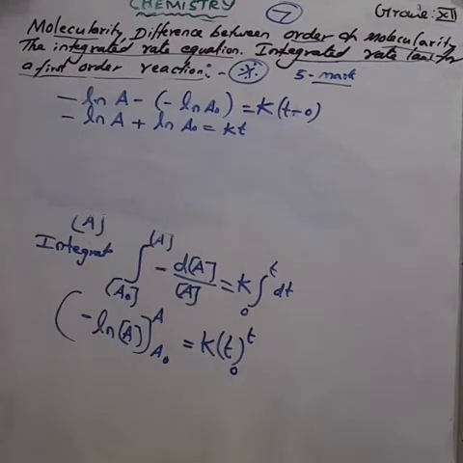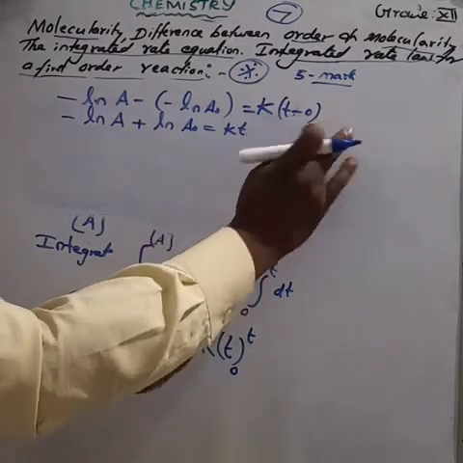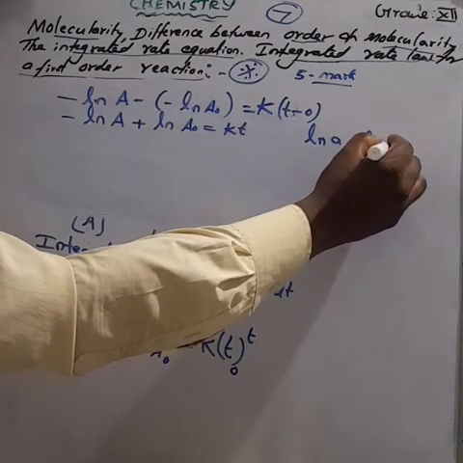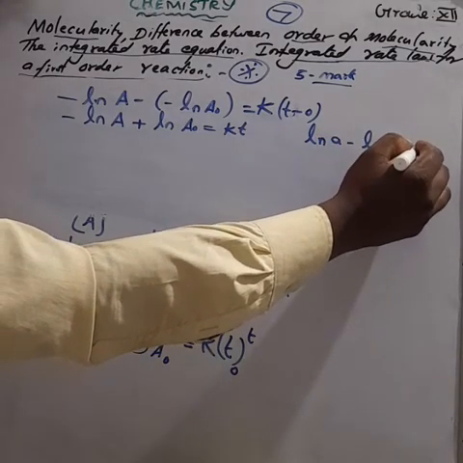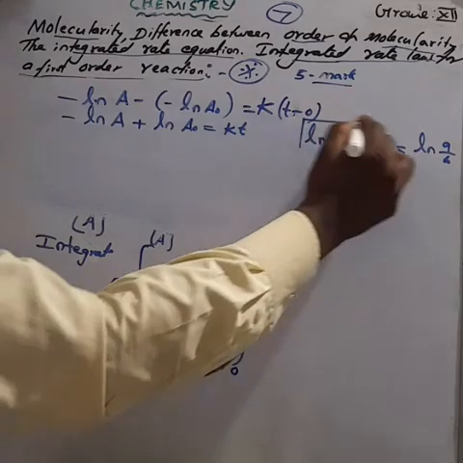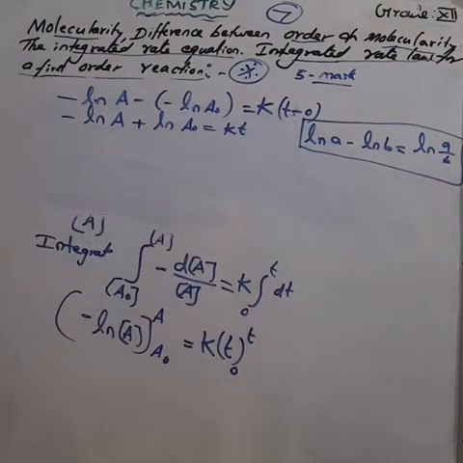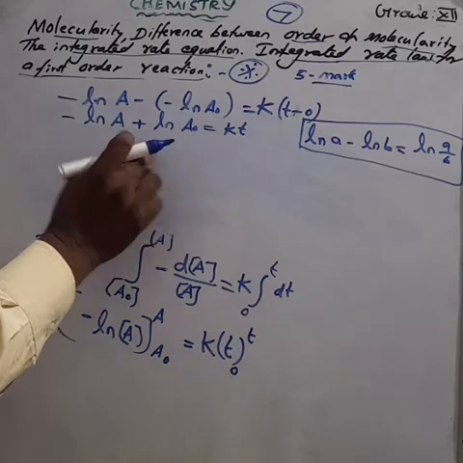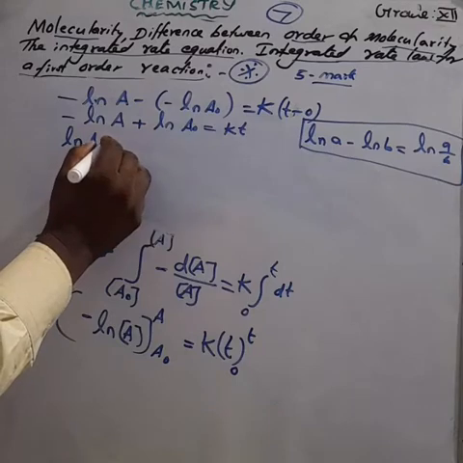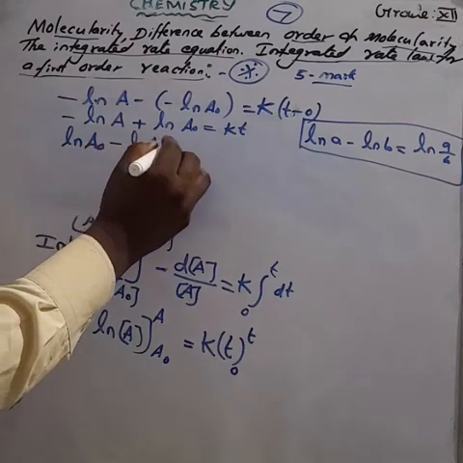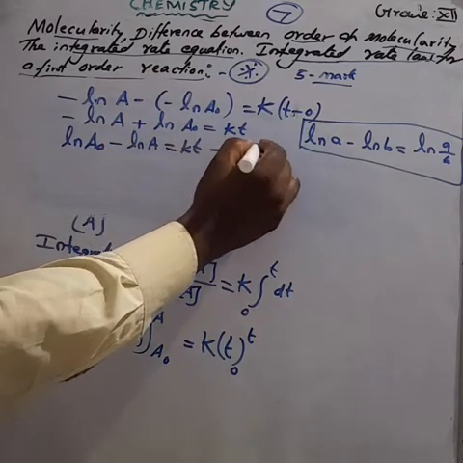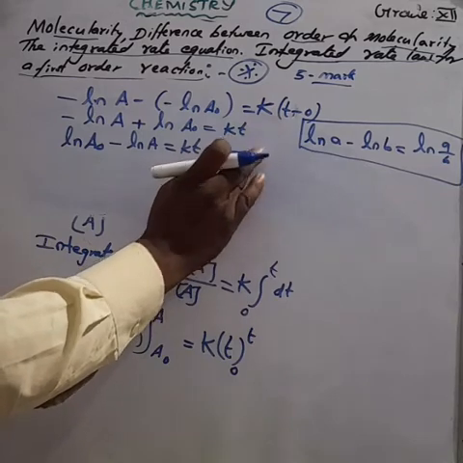Here I am using one formula: log A minus log B is equal to log A divided by B. Before one more step, I have to write log A naught. That is ln A naught minus ln A equal to KT. Am I right? ln A naught minus ln A is equal to KT. So, one of the very important equations. I make it equation number 2.